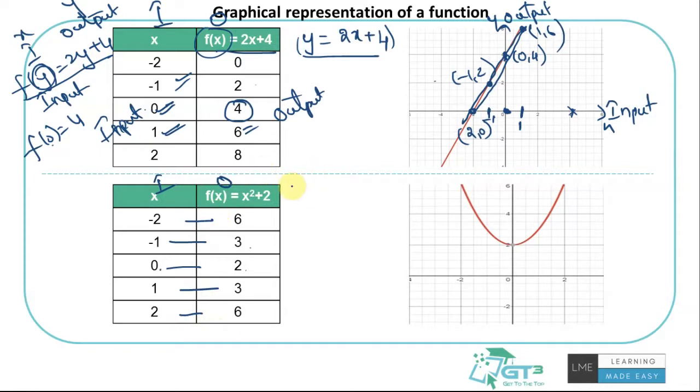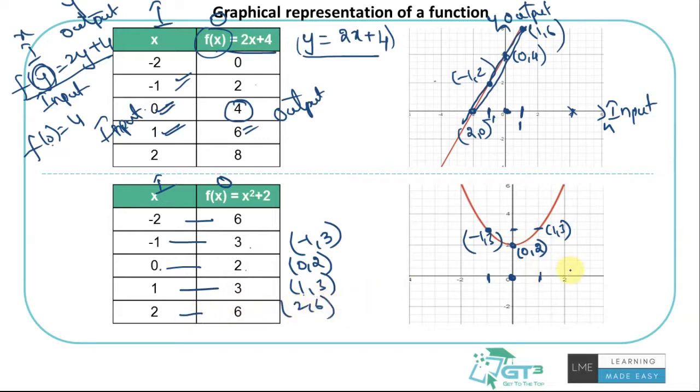Clear? Input and output. So now if input is 0, input is the x-axis, what is my output? 2. So go to the y-axis, mark 2. So this is 0 comma 2, right? I need to mark like this. Minus 1 is my input and output is 3. So go to minus 1 and go to 3 in this, right? This is 3. Come to this point, minus 1 comma 3. Now input is 1, output is 3. So this is x and this is y, right? 1 comma 3. And this is 2 comma 6, input is 2, output is 6. I just need to plot 2 comma 6, 2 is here, 6 is here. And similarly here I'll see minus 2 comma 6.